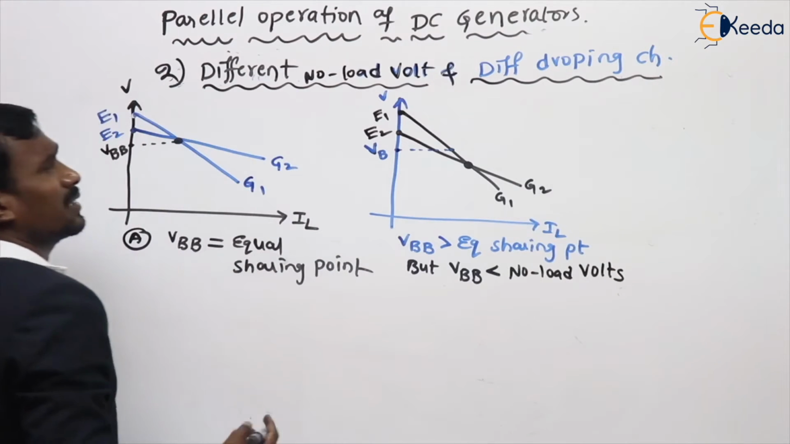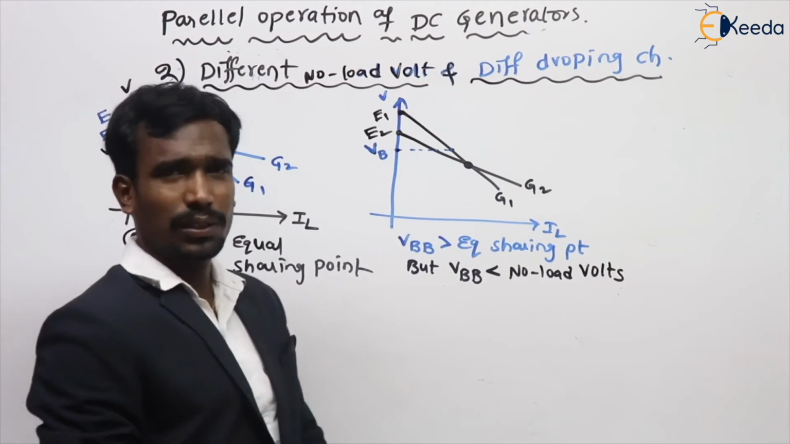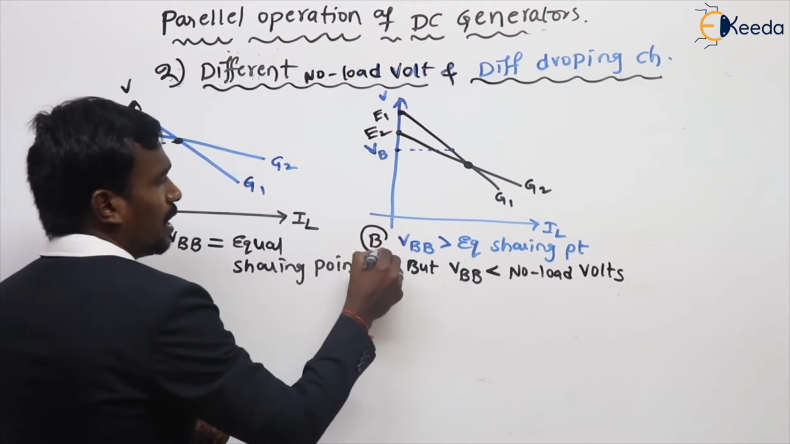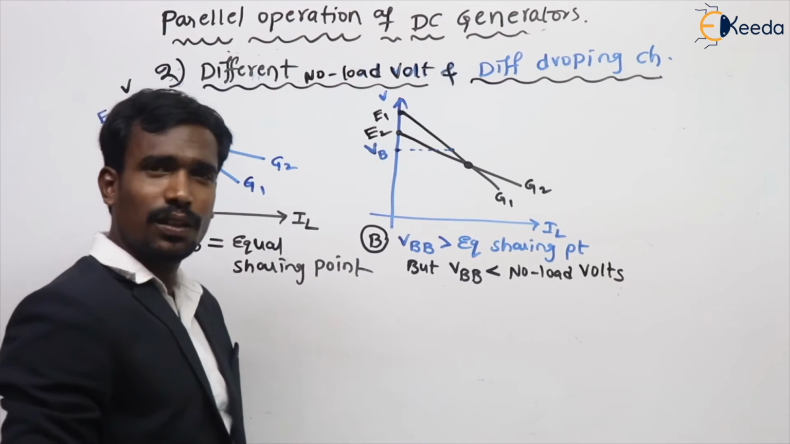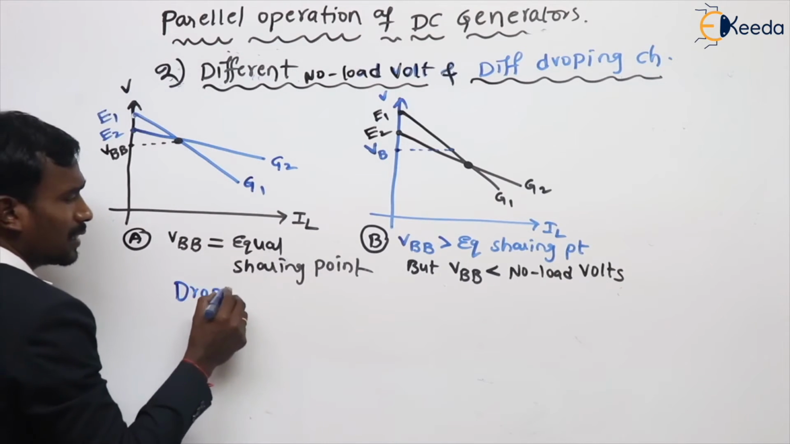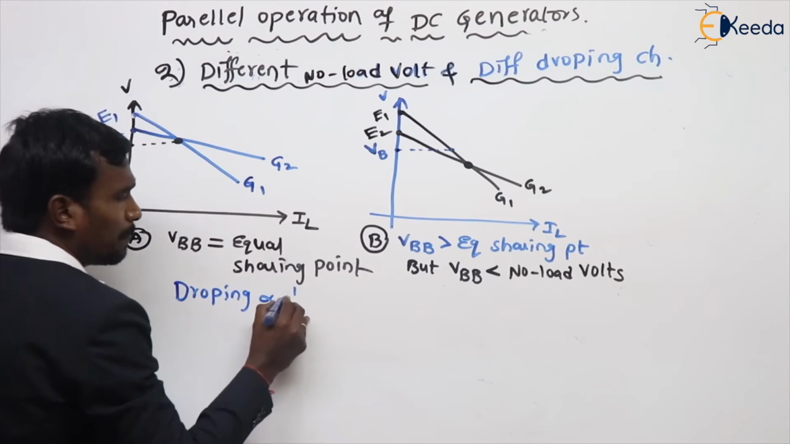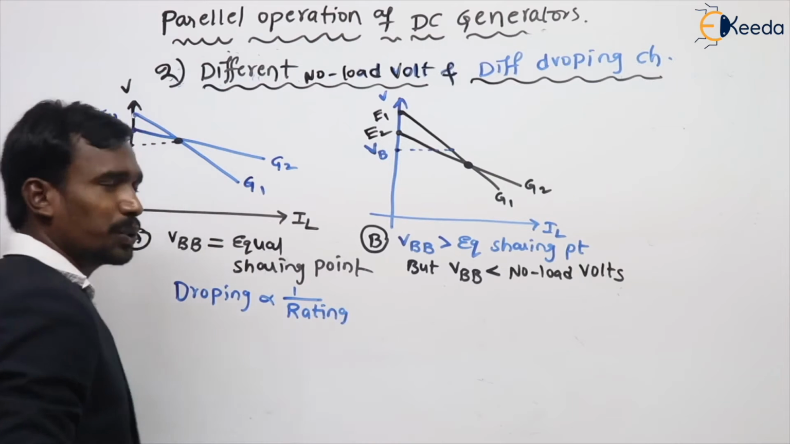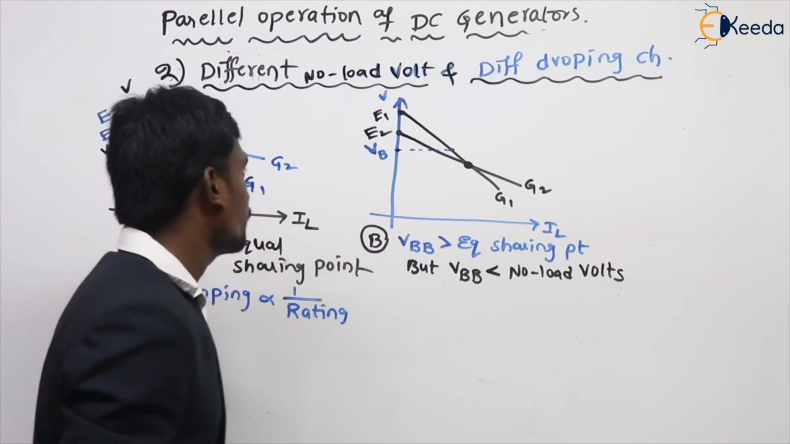No load voltages. This is another one. So now I am discussing these two factors, how it is. Okay, I know that already. The drooping is inversely proportional to rating. Yes or no? Drooping is inversely proportional to rating.